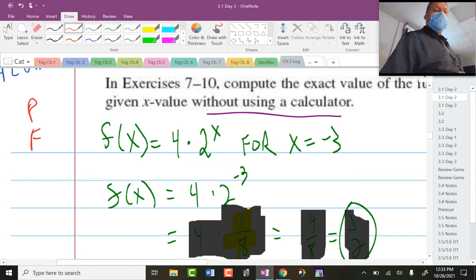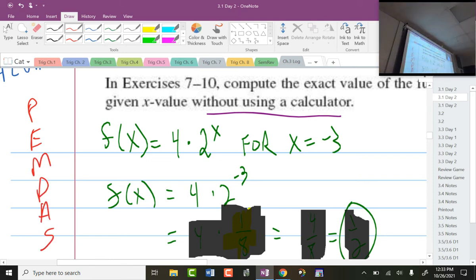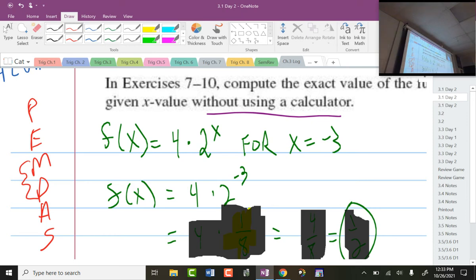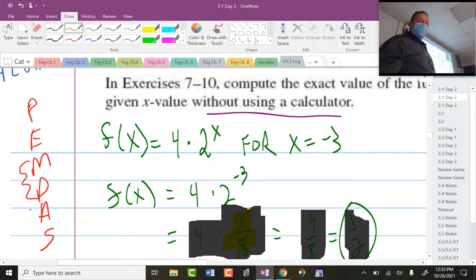This is PEMDAS. What's P stand for? What's E stand for? Exponents. What's M and D stand for? And then I said that together, just like the student last hour. Do you clump these together as a step? And then you clump the A and the S together. So Gabby, what do I do first? The exponent. Okay, we'll get that over with.